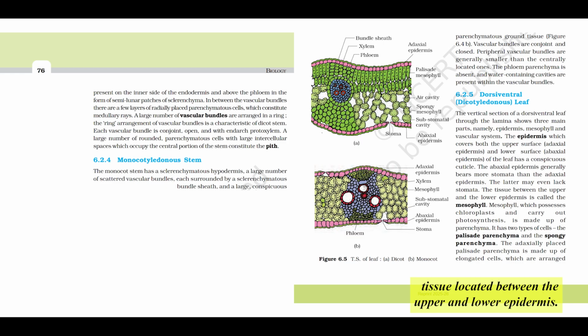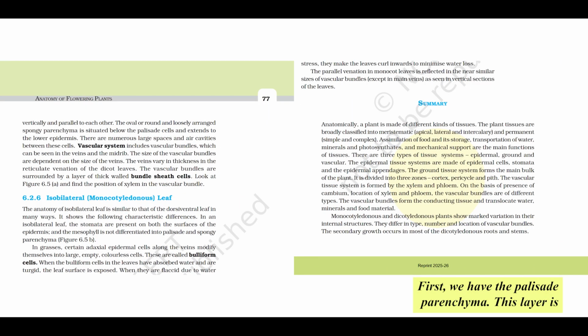This is the vital tissue located between the upper and lower epidermis. It forms the bulk of the leaf's interior, and as you'd absolutely expect, it's packed with chloroplasts because this is the primary site where photosynthesis occurs. Now, the mesophyll in a dorsiventral leaf is a key diagnostic feature because it's clearly differentiated into two distinct types of parenchyma cells. First, we have the palisade parenchyma.